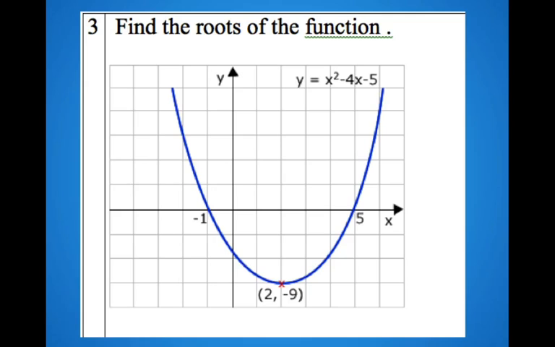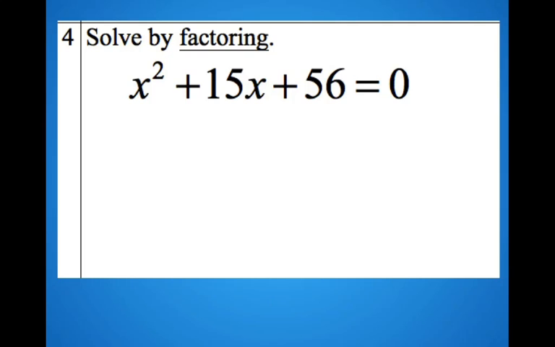Okay, the roots of the function are just wherever it crosses the x-axis, so right there and right there. So literally your roots are just stating where it crosses. So negative 1 and 5 are the roots. Write that a little bit neater. So negative 1 and 5. Sorry. Alright, next one, solve by factoring.